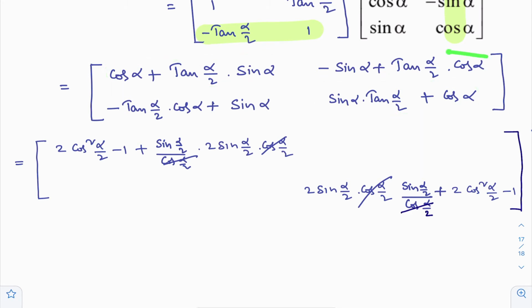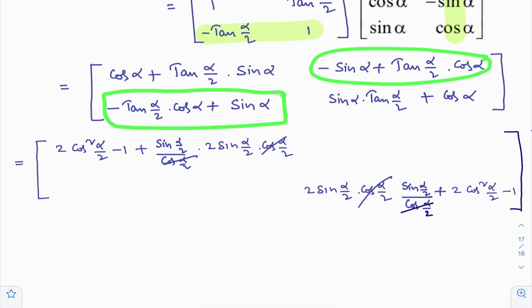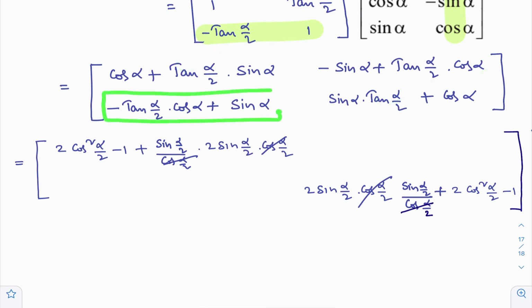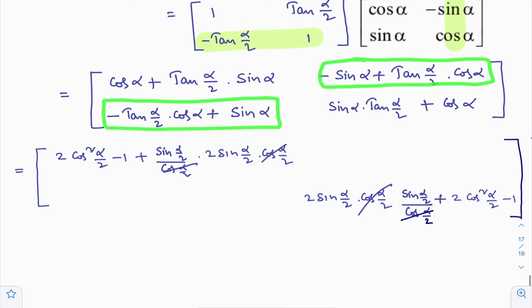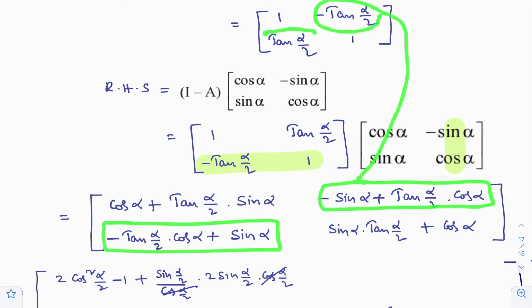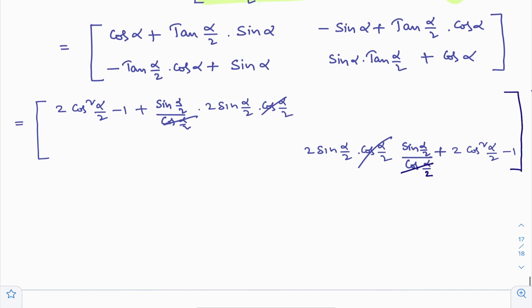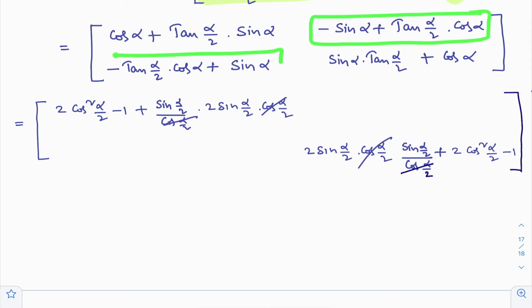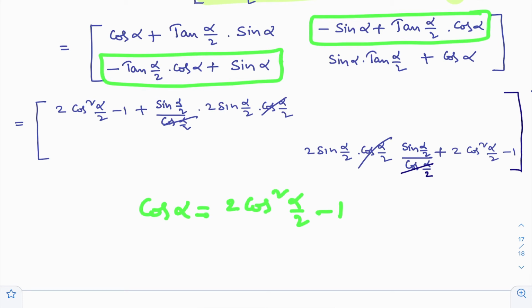Now we need to simplify these two elements. For that, what is the trick? The same trick we used for the first two elements, we will follow to solve these two. If you observe this LHS, in these two places I want minus tan alpha by 2 and tan alpha by 2. So while simplifying these two elements, wherever cos alpha is there, you write 2 cos square alpha by 2 minus 1. In place of sin alpha, you write 2 sin alpha by 2 into cos alpha by 2, like what we wrote in the first two elements.